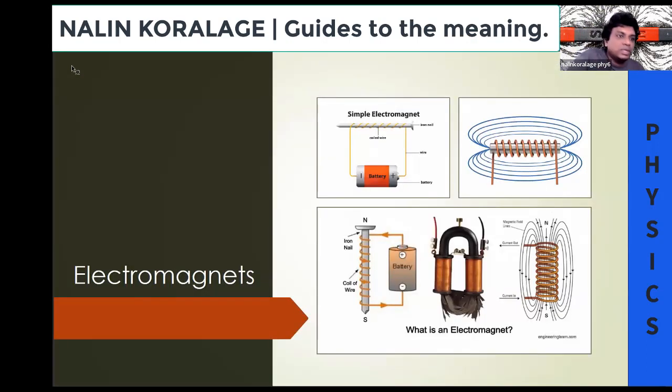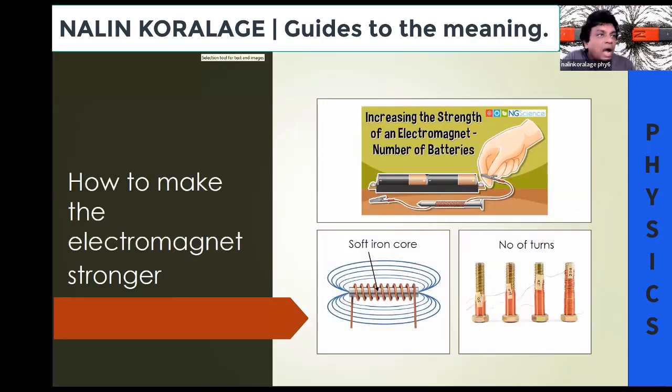Now we are coming back to the second part of the presentation. At the beginning we just classified magnets into permanent magnets and electromagnets. Now we are going to talk about electromagnets: what are electromagnets and how we can make them, and so forth. So, details regarding electromagnets, and basically how to make the electromagnet stronger.